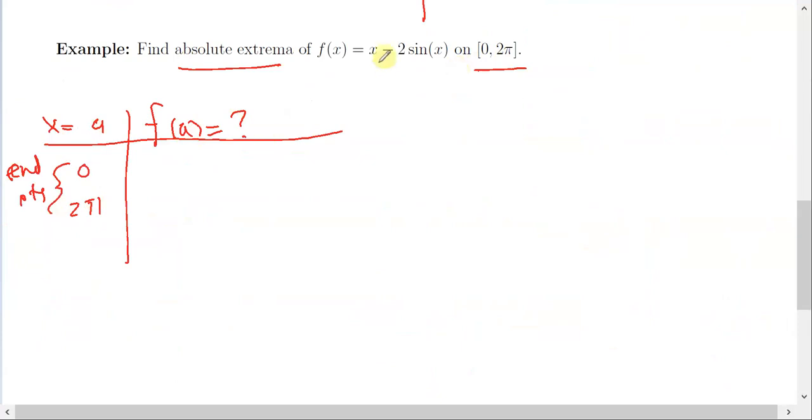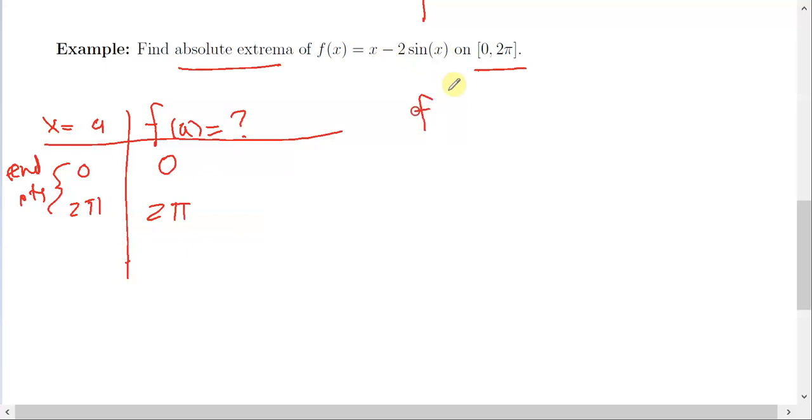Plugging in 0, I get 0 minus 2 times sine of 0, which is 0. So I get 0. Plugging in 2 pi, I get 2 pi, and sine of 2 pi is 0. So I get 2 pi minus 0. So there's my values at the endpoints. I need my critical points.